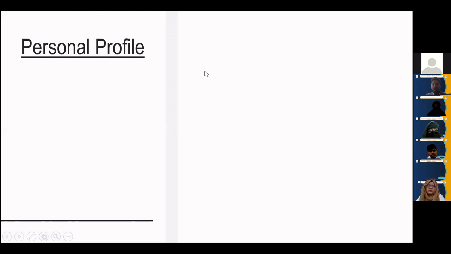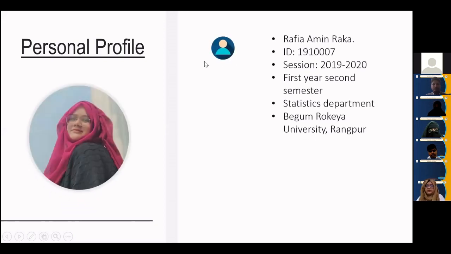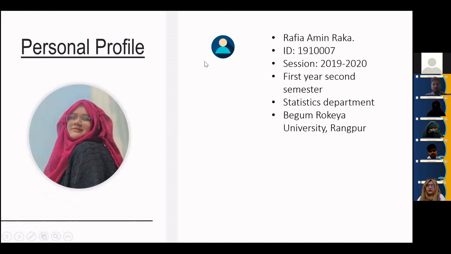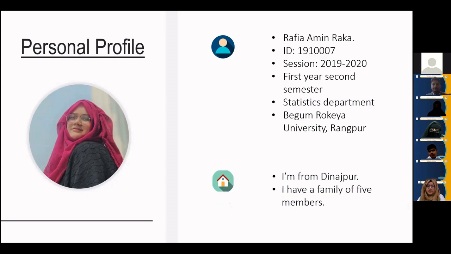This slide is about my personal profile. I'm Rafi Amin Raka, a first year student of the Statistics Department of Begum Rokeya University, Rangpur. My student ID is 1910007. I'm from Dinajpur, and now I'm living in Rangpur for my educational purposes. I have a family of 5 members, my parents and 3 siblings, and I am the middle one.